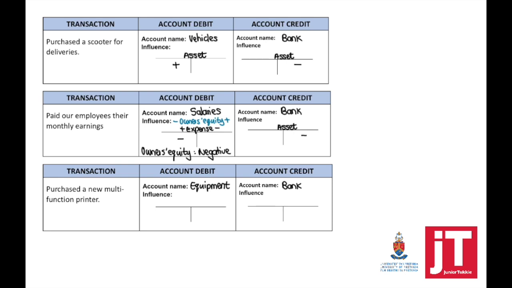So if money goes out, bank is credited, the rest is debited. Equipment is regarded as a non-current asset and bank as a current asset. This means that the equipment you've purchased will increase our assets, but the money going out of our bank account will decrease your assets. So assets is plus minus.